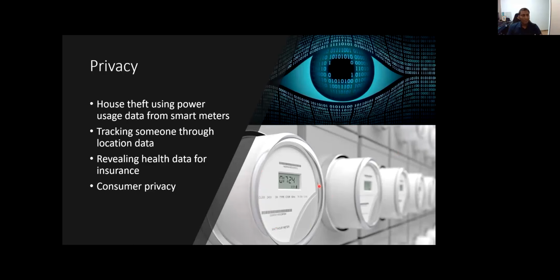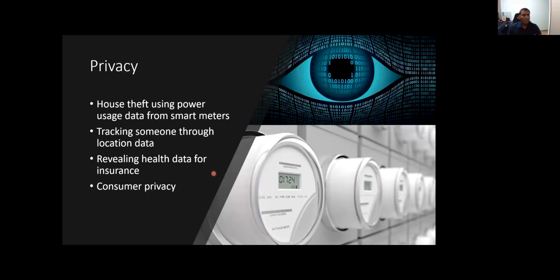And then someone might be able to track your location, because many of the smart devices would have location tracking in them. So if the data is not sent in a secure manner, an adversary can also use that. And then someone might be able to reveal your health data. It can be used by insurance companies, or it can be used for other malicious intent.